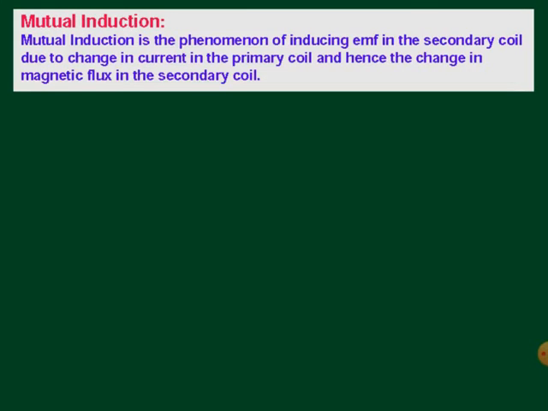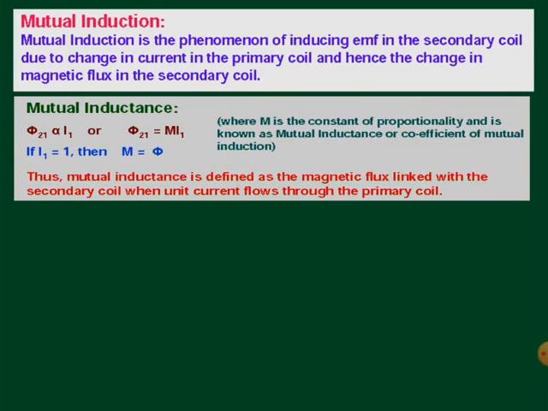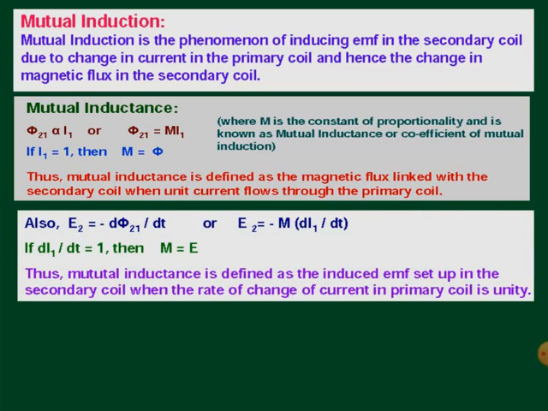Yes. Mutual induction. Mutual means what? One will be happening and the effect will be felt on another coil. So mutual induction is a phenomenon of inducing EMF in the secondary coil due to the change in the current in the primary coil, and hence the change in the magnetic flux in the secondary coil. Got it? So what happened? Changing in current takes place in one coil and the induced EMF is happening in another coil. That phenomenon we call as mutual. Got it?